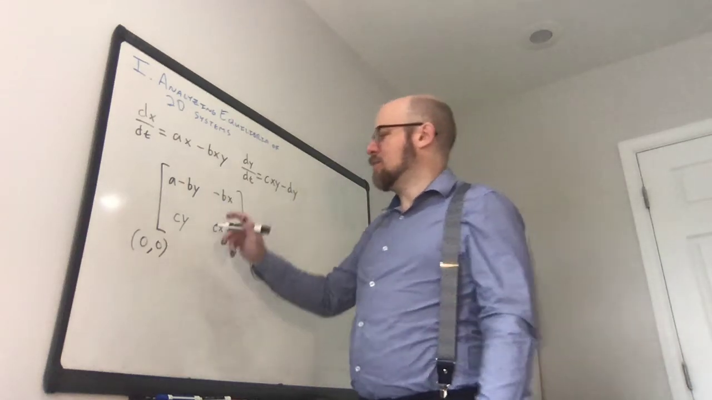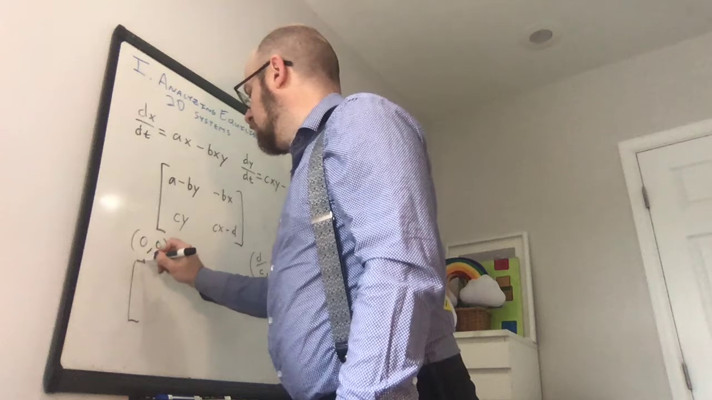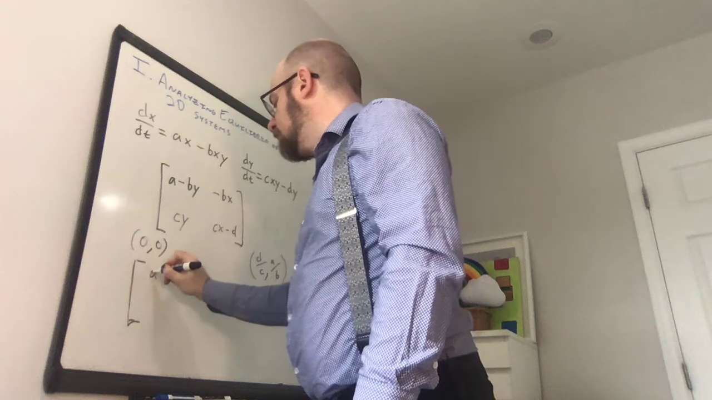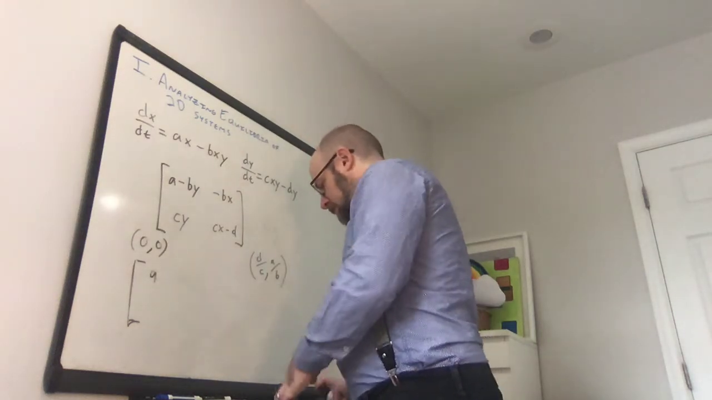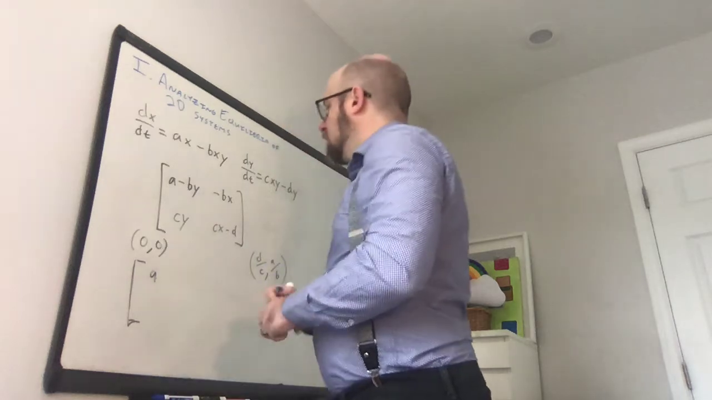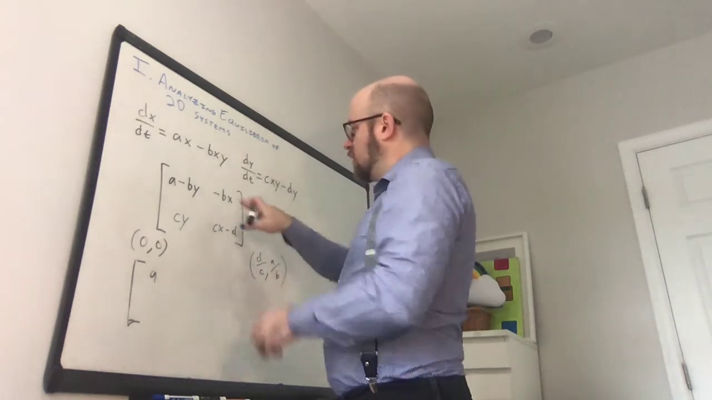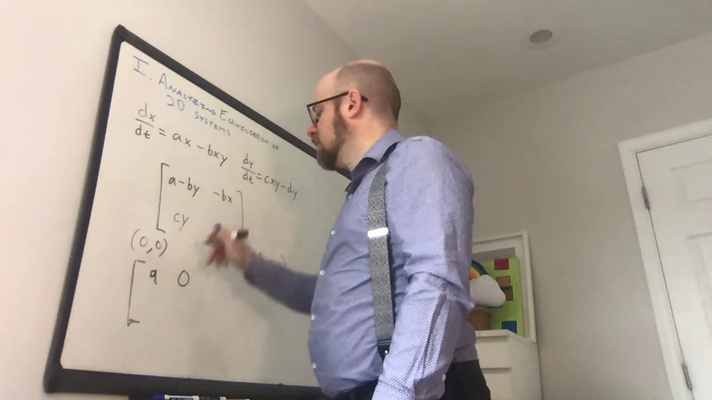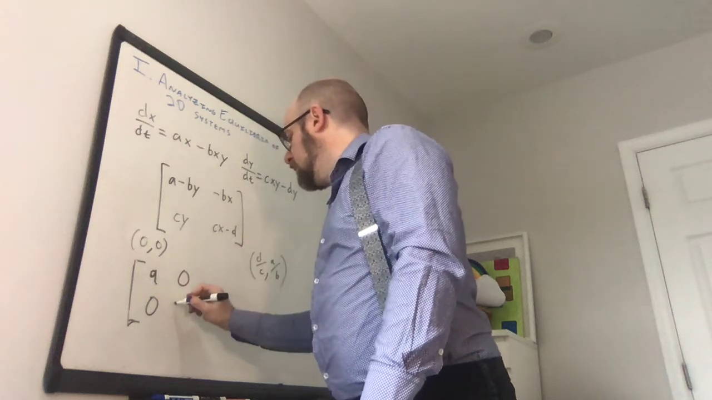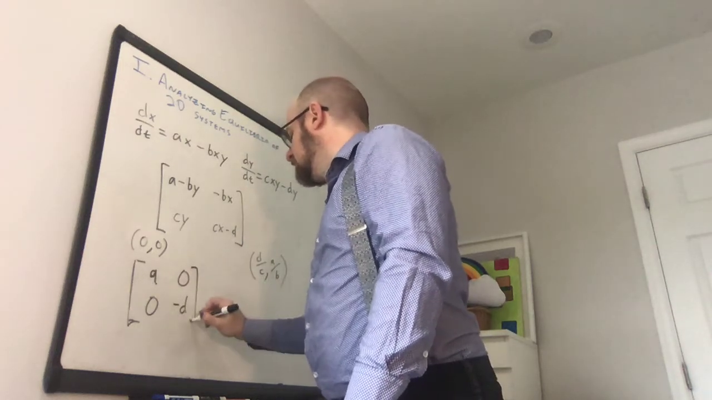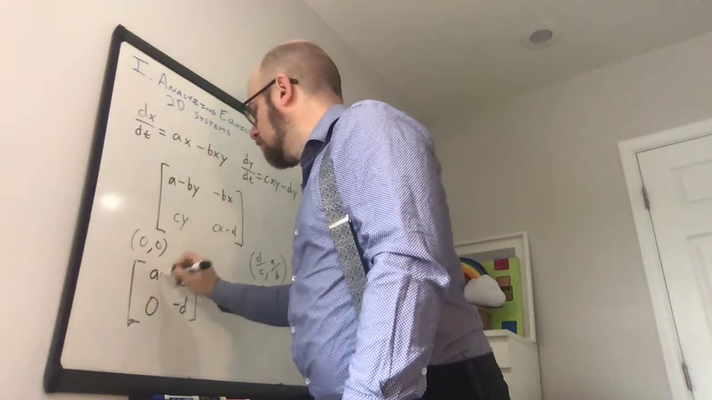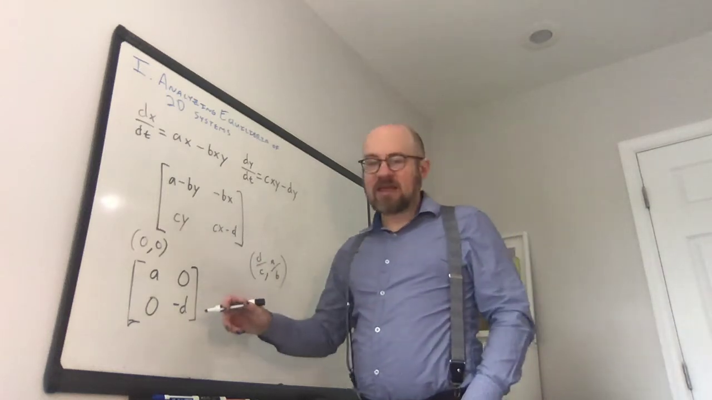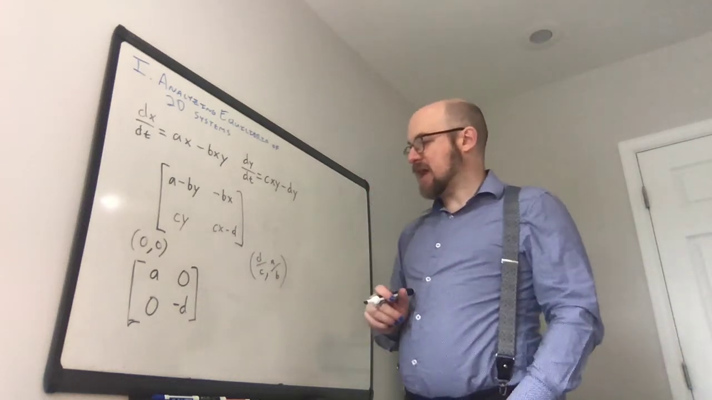So at 0, 0, if we plug that in, y equals 0, so this becomes a. X equals 0, so since this only has one term, that's going to be 0. So we get a, 0, 0, negative d. And so that's going to tell us something about the behavior.